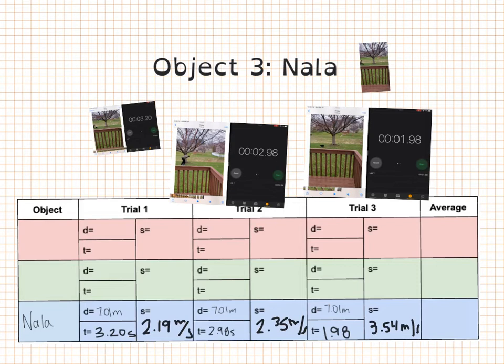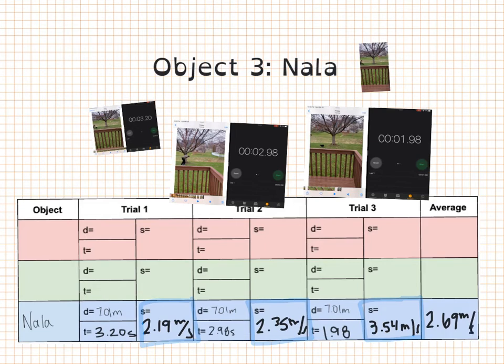All right, averaging them up, I have this final speed box plus this speed box plus this speed box, and then dividing them by 3. I find that highlighting these boxes really lets me keep track of what I'm doing. So 2.19 plus 2.35 plus 3.54. All right, I get 8.08. I hit enter. I divide that by 3. And Nala's final speed on average is 2.69 meters per second.